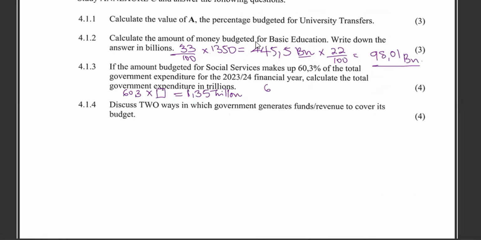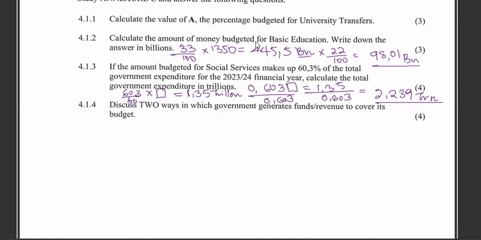This is 60.3%, so you divide by 100. So when you divide by 100, you have 0.603 times unknown gives me 1.3. Divide through by that. So the answer we get there is supposed to be trillions. And the answer became 2.39 trillion.